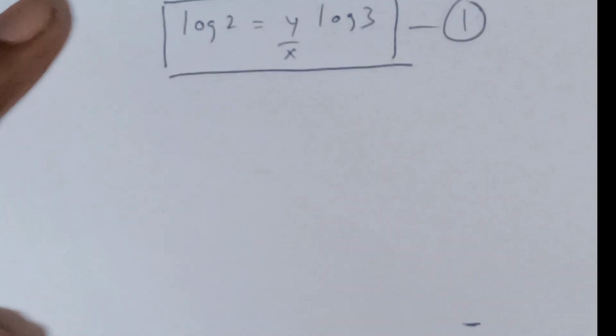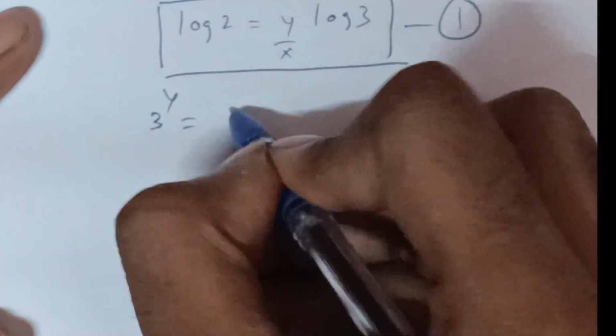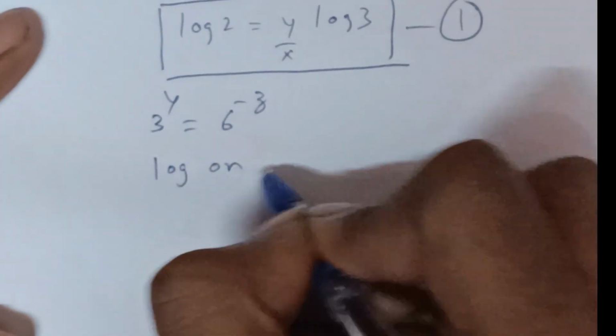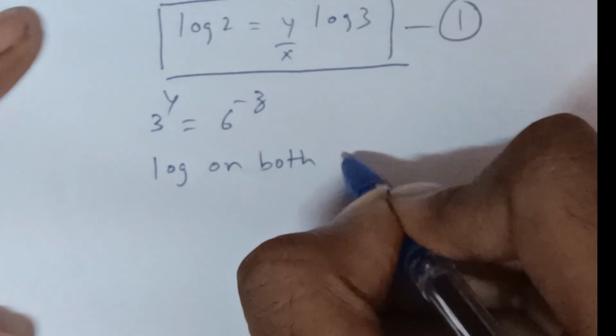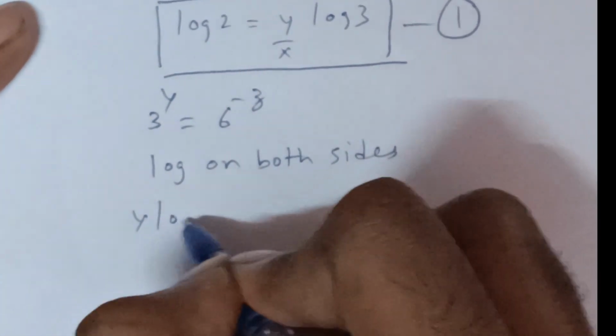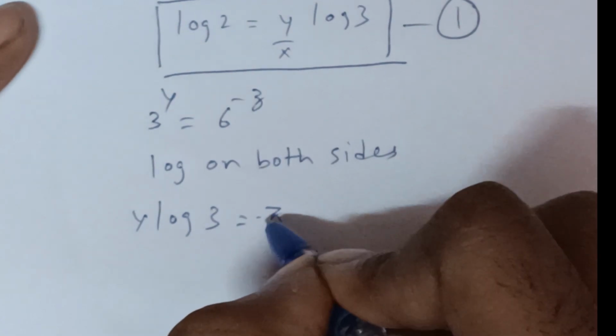Now let's see the other equation we have, which is 3 power y equal to 6 power minus z. The same principle applies here. Apply log on both sides. So any kind of surds question can be solved using logarithms. So you should be strong in logarithms to solve surds and indices questions. So now y log 3 equal to minus z log 6.